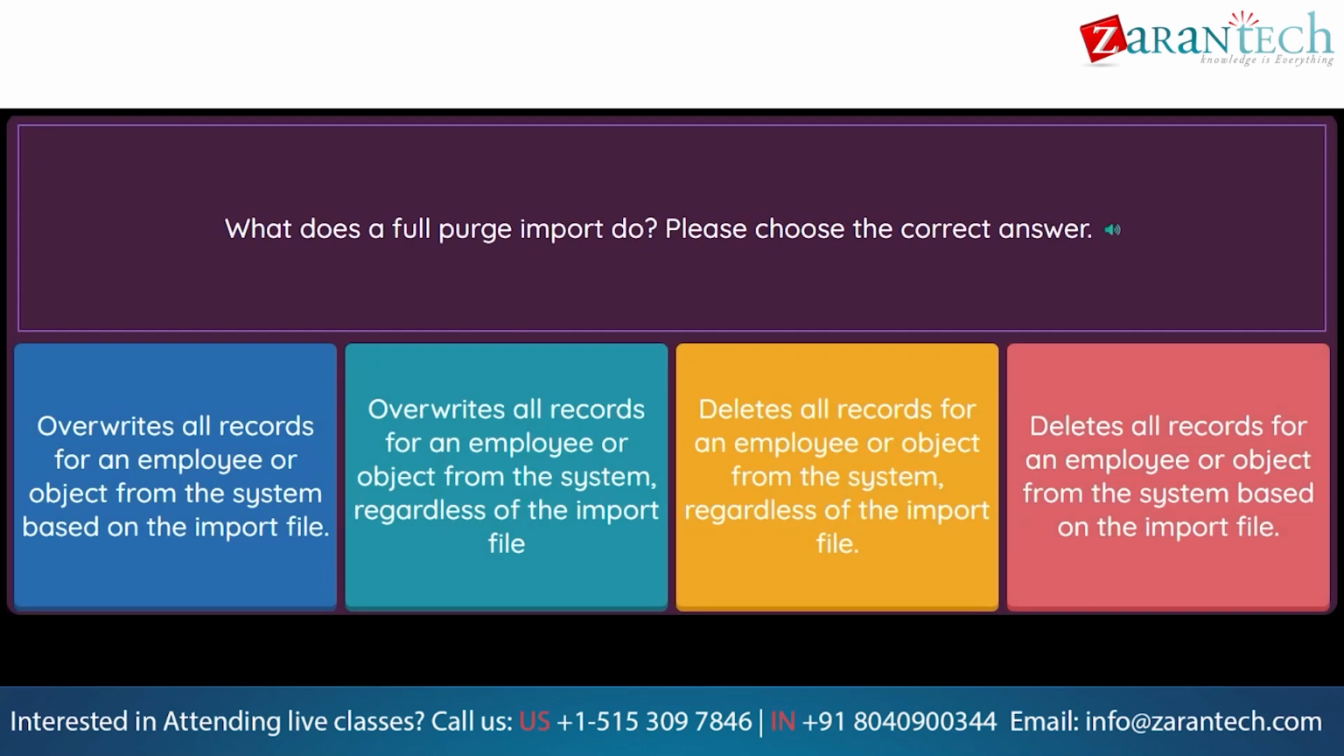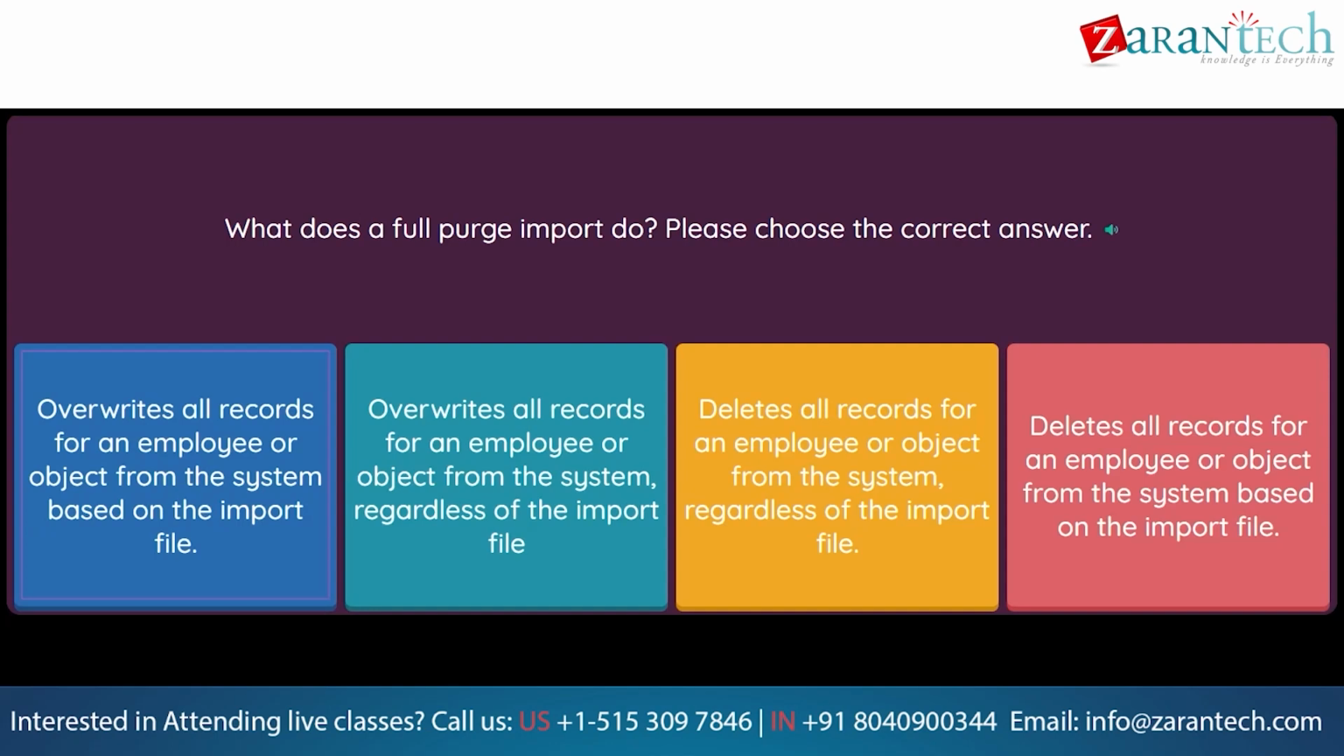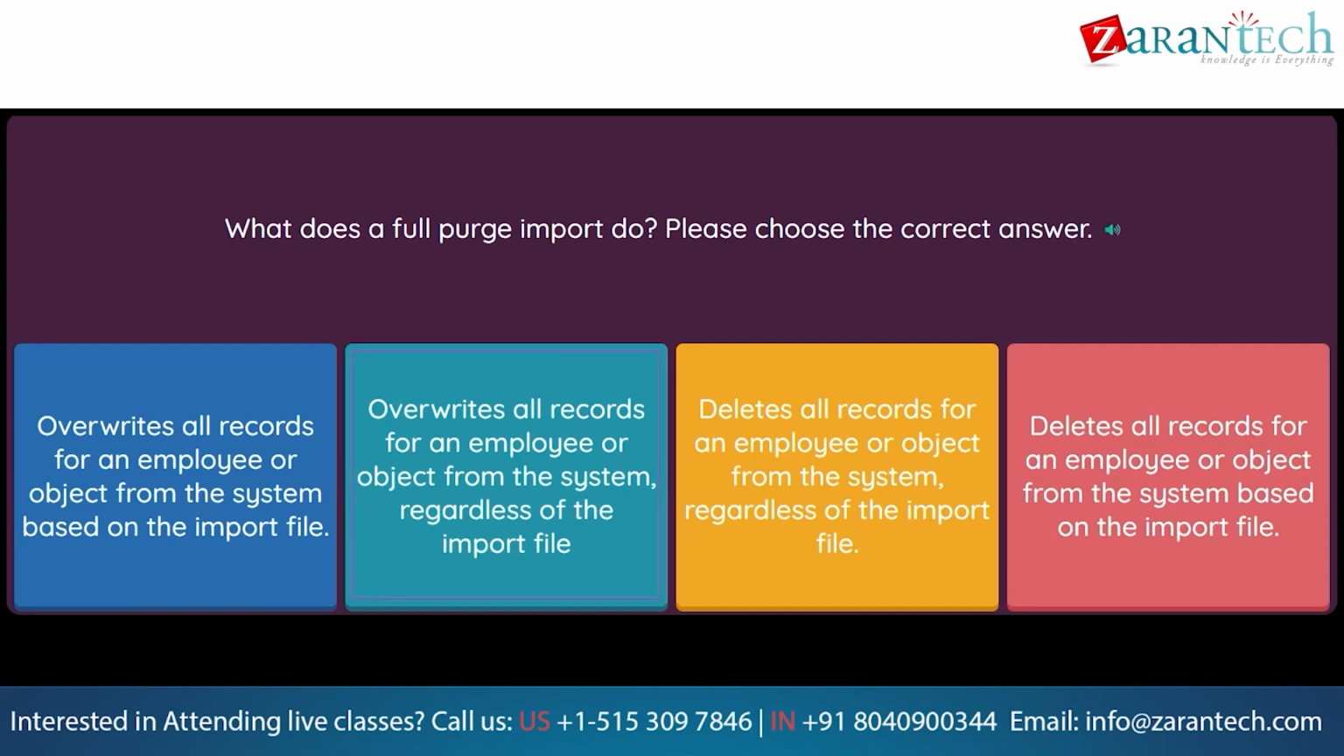Question: what does a full purge import do? Please choose the correct answer. Option 1, overwrites all records for an employee or object from the system based on the import file. Option 2, overwrites all records for an employee or object from the system, regardless of the import file. Option 3, deletes all records for an employee or object from the system, regardless of the import file. Option 4, deletes all records for an employee or object from the system based on the import file.